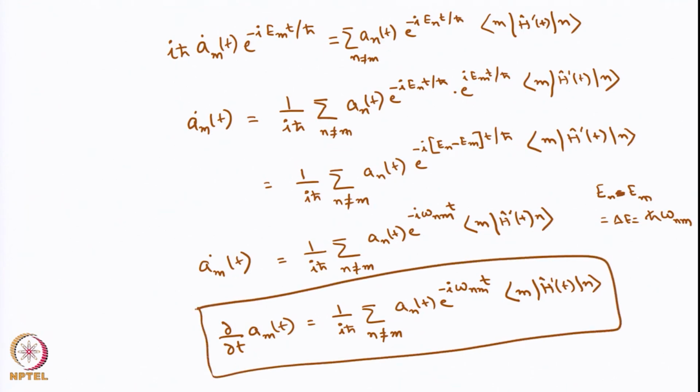Now, we will see that the time dependence of coefficient a_m will depend on all the other coefficients a_n's where n is not equal to m. That means, if you have a3, let us take m is equal to 3 and the total number of wave functions are 10, then time dependence of a3 will depend on a1, a2, a4, a5, a6, a7, a8, a9, a10. So, it will depend on the time dependence of all the rest of the coefficients.